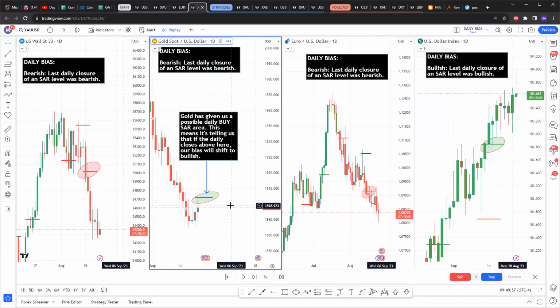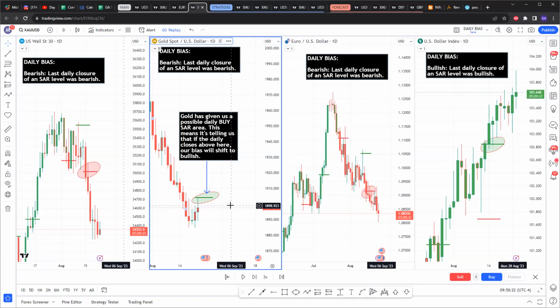Okay, now if we know that this daily buy SAR has just been formed on the daily, and you had confluences for a buy but wanted to also get a confluence for a buy still from an SAR, what could you also have looked at here? Gone down to the next lower time frame. So keep in mind, this is a daily candle. What's the next lower time frame after a daily candle?